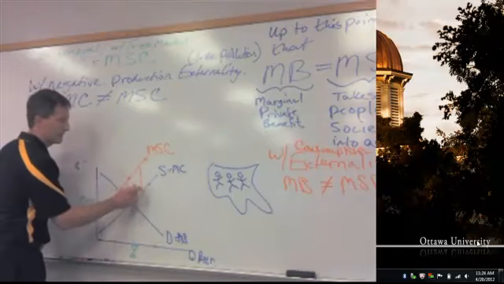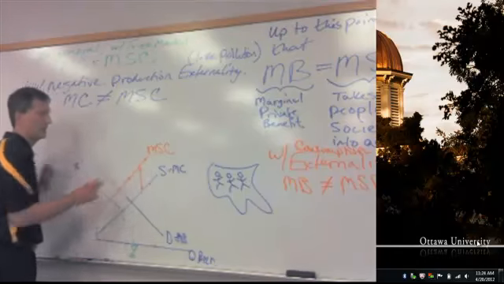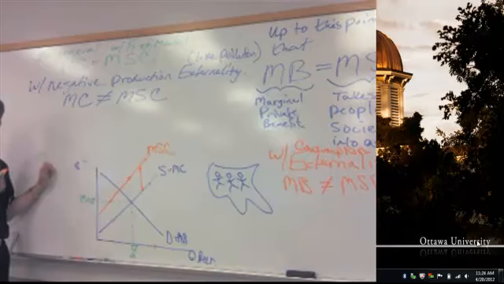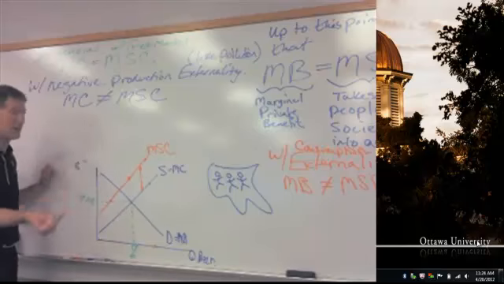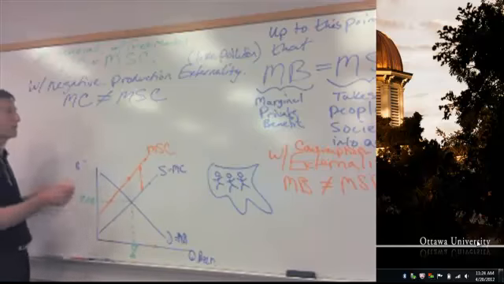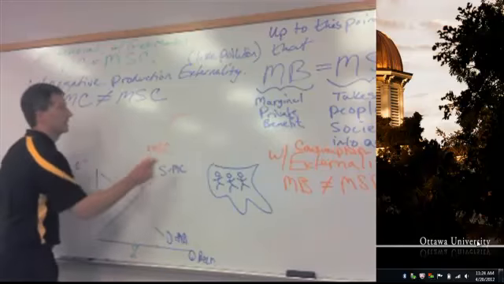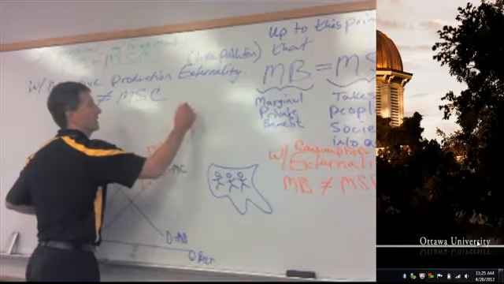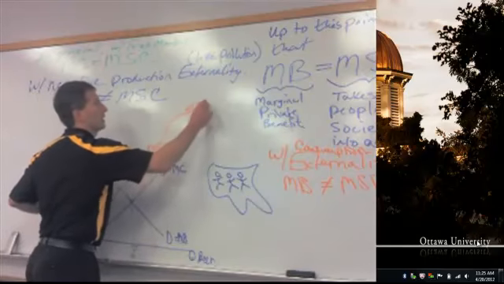The vertical distance is the amount of the externality, the external cost, the cost that Budweiser's not paying for, the cost of the pollution. So this vertical distance here is the external cost.